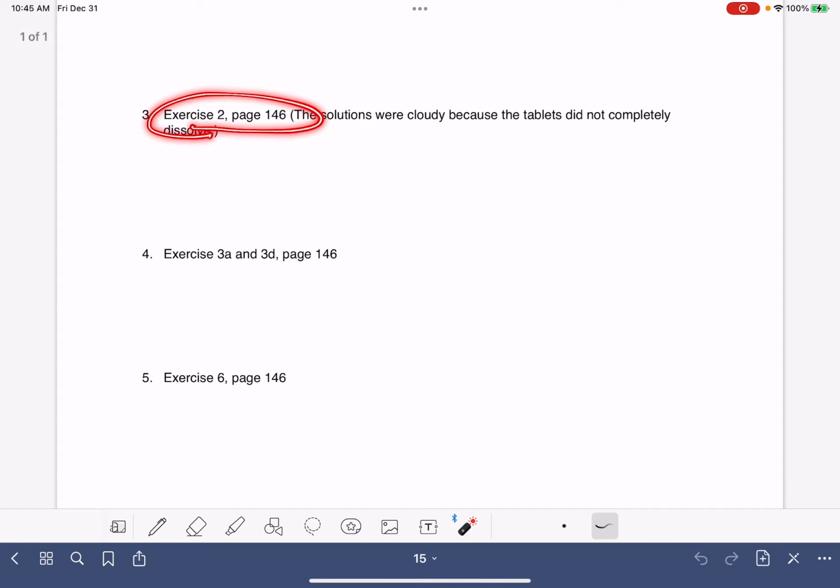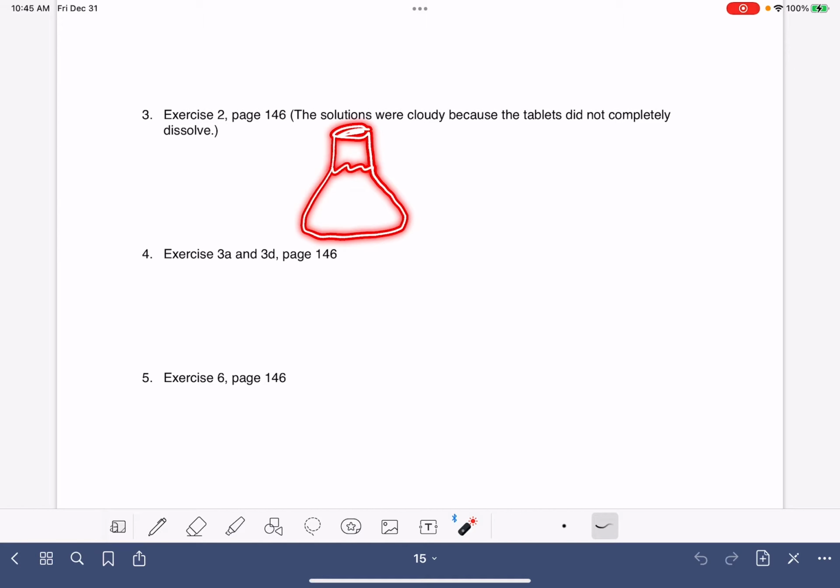Exercise 2, page 146 is asking you about the solid substance that is left behind. In the little tiny Erlenmeyer flasks that we used, there was some solid substance down at the bottom, and it's telling you that the actual drug itself, the chemical that has the analgesic properties, has been dissolved in the solution. So what's this solid thing that's left behind down at the bottom?